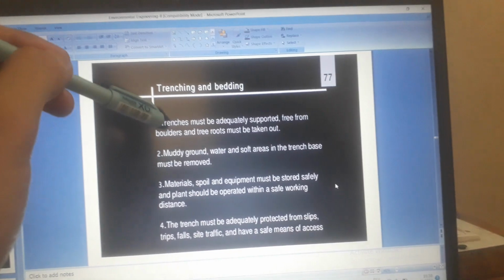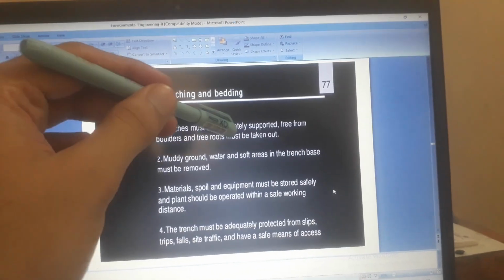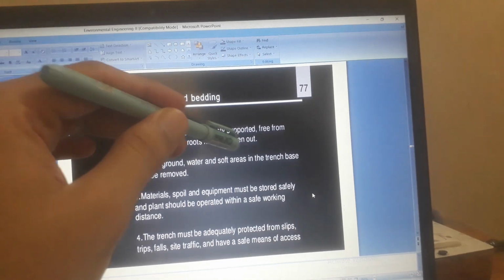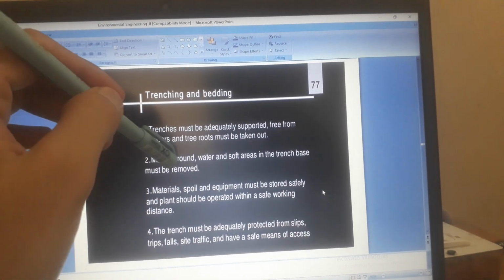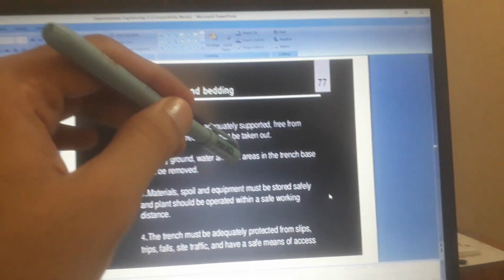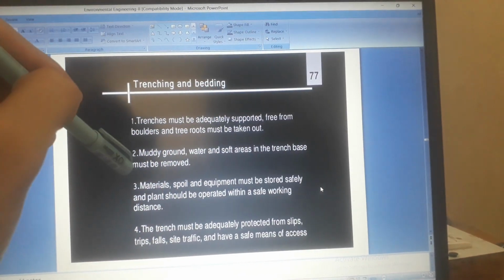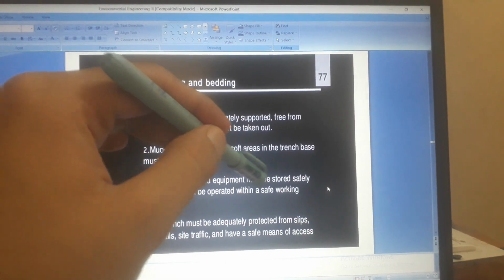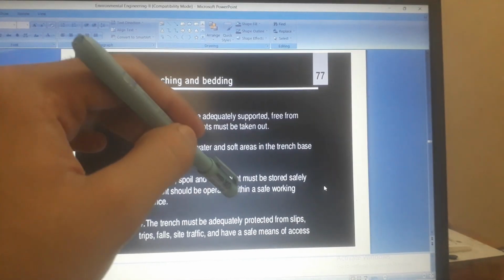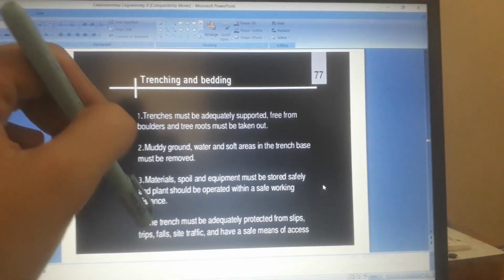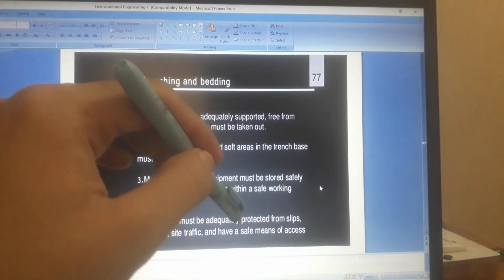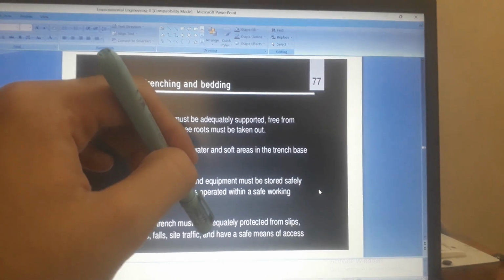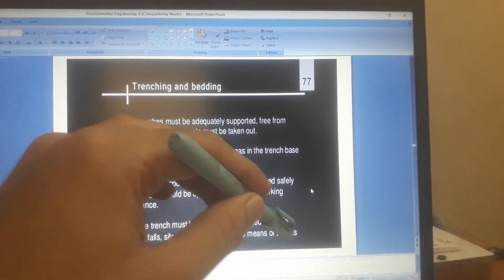Trenching and bedding. First, trenches must be adequately spotted, free from boulders, and tree roots must be taken out. Second, muddy ground, water, and soft areas in the trench base must be avoided. Third, materials, spoil and equipment must be stored safely and plant should be operated at a safe working distance. Fourth, the trench must be adequately protected from slips, trips, falls, site traffic, and have a safe means of access.